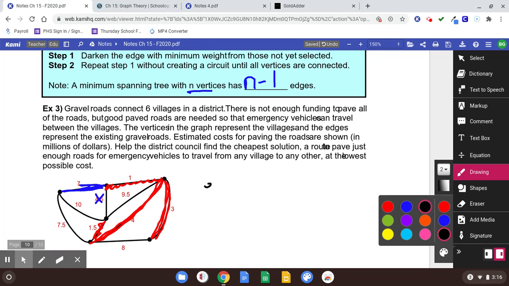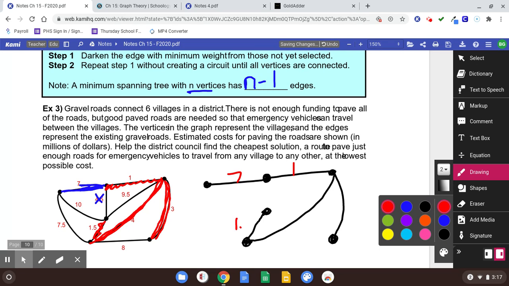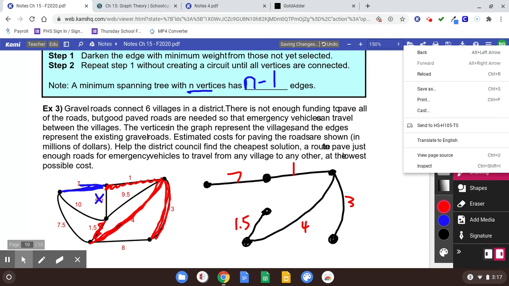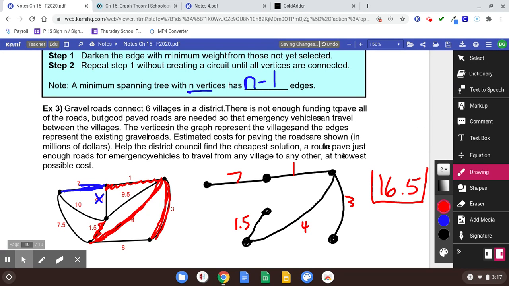Okay, so let me redraw this here. There's a point, there's a point, and there's a point. This one goes down to here. This one goes over here and up to here. And down here. That's what that looked like right there. And so you had a 7 and a 1 and a 1.5 and a 4 and a 3. There's your minimum spanning tree right there. We just need the lowest weight. We need to add up those numbers. So 7 plus 1 plus 3 plus 4 plus 1.5, that's 10, 15, 16.5. That's a 16.5 total. Or if you put it in context of this problem, that would be $16.5 million.